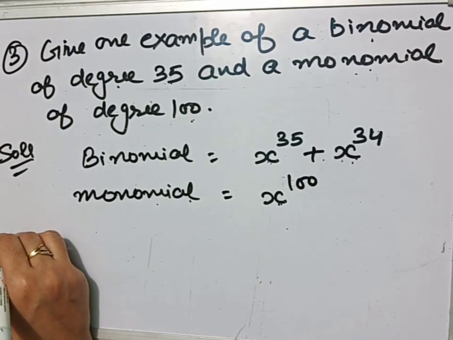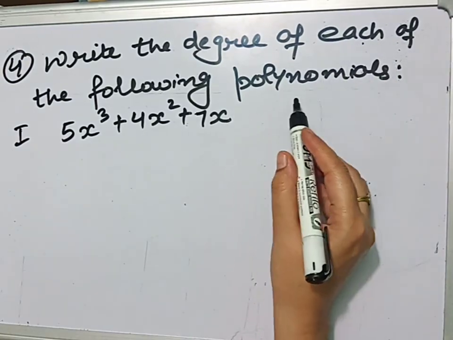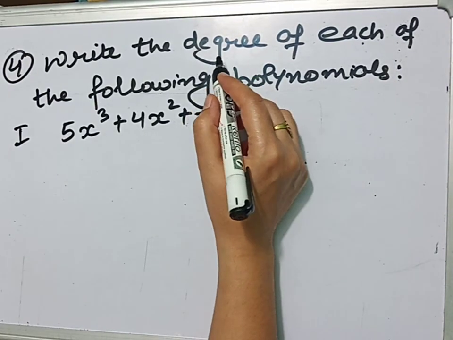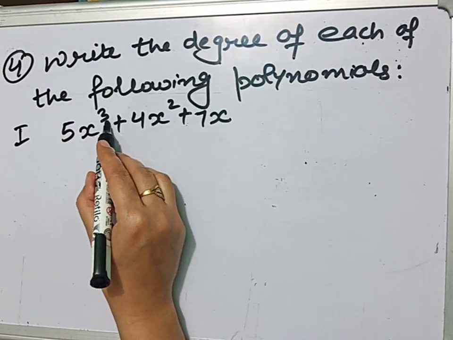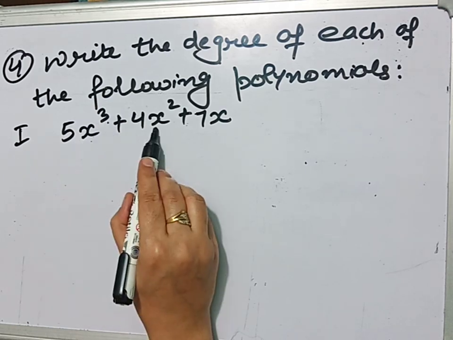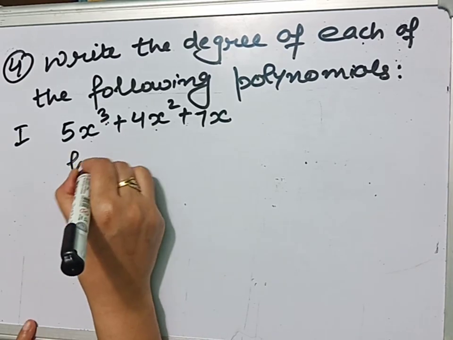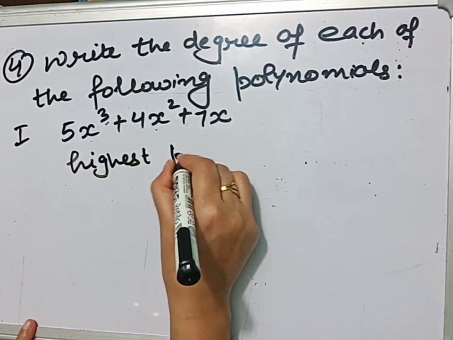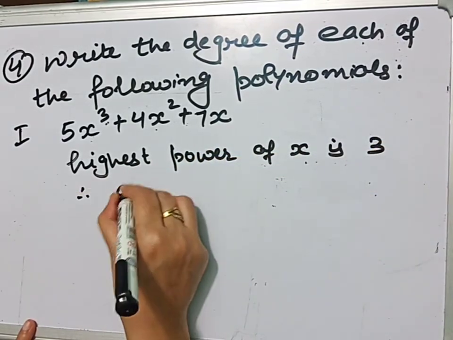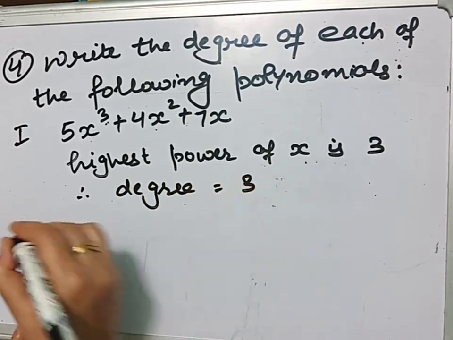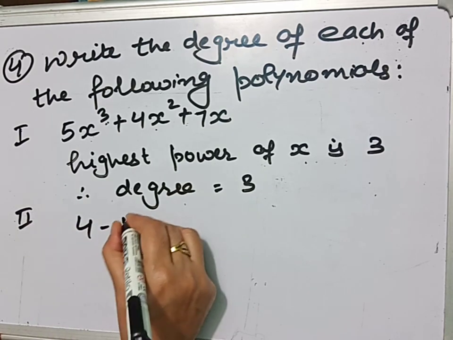Now fourth question is, write the degree of each of the following polynomials. Firstly, you should know what is degree. Degree means highest power of the variable. Now variable is x and highest power of the variable is 3. That is the degree of the polynomial. Highest power of x is 3. Therefore, degree is 3.